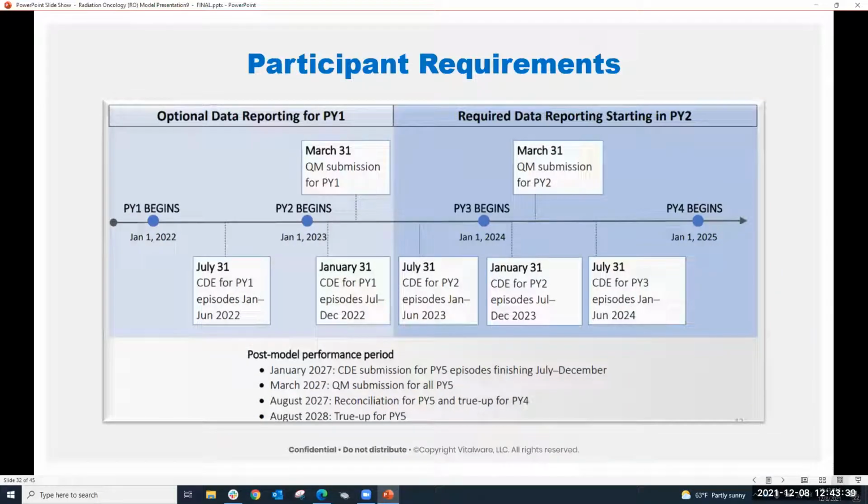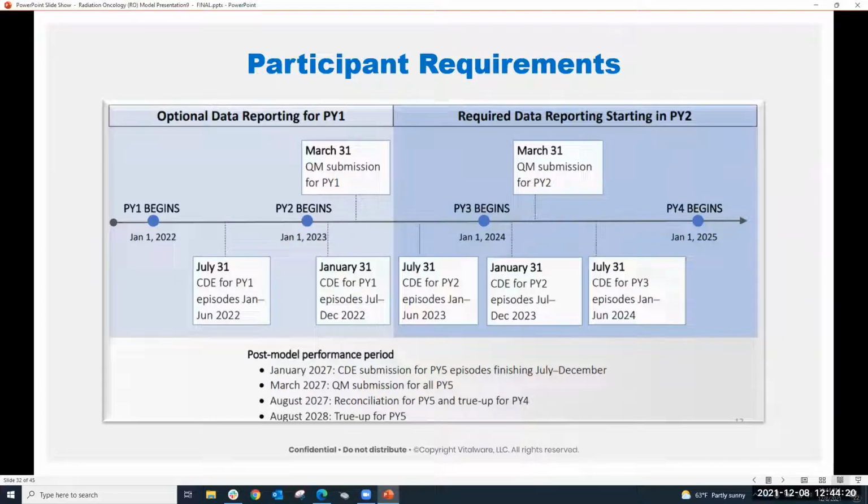So this is just another way to look at the timeline across the next 3 years for only the clinical data elements and the quality submission. You'll notice that the left side is your optional stuff, and then the right side is required. So your first required submission for clinical data elements is going to be July 31st of 2023. And this is going to be for episodes from January through June of 2023. And then your first quality submission is going to be due in March 31st of 2024.